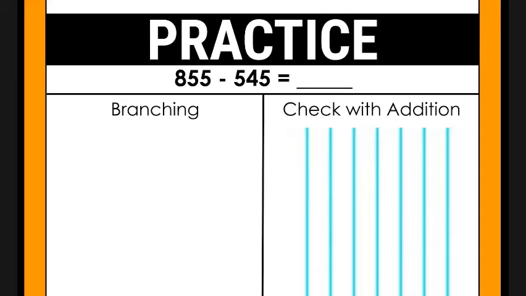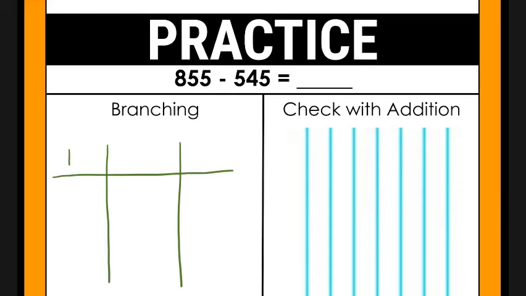Now let's solve 855 minus 545. Our first way is going to be with branching. So again, let's start with our HTO chart. And now for 855, I'm going to expand that to my 800s, my 5 tens, and my 5 ones.